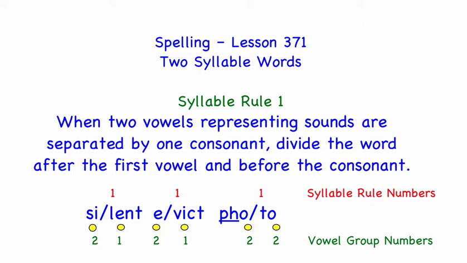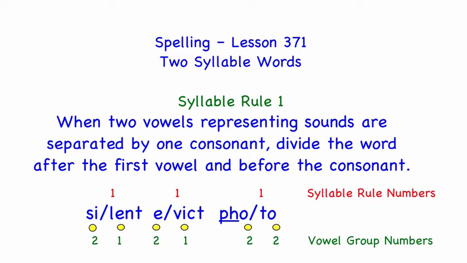Finally, our last word is photo. Here again, we have 2 vowels separated by a single consonant. So we divide the word after the first vowel O and before the T. We place a 1 above the word, slightly to the right of the syllable division line. This is Syllable Rule 1. The number above the word explains why we're dividing the word where we do. And then after you've done that, of course, we have PH underlined because it is a team.